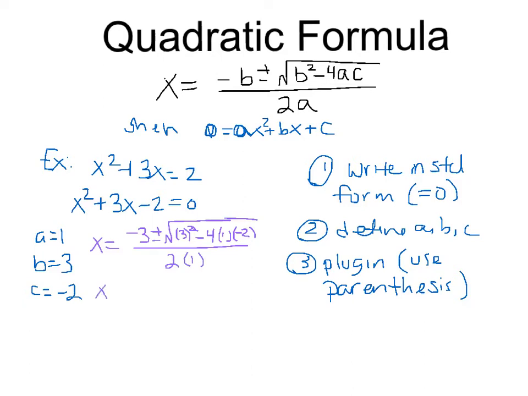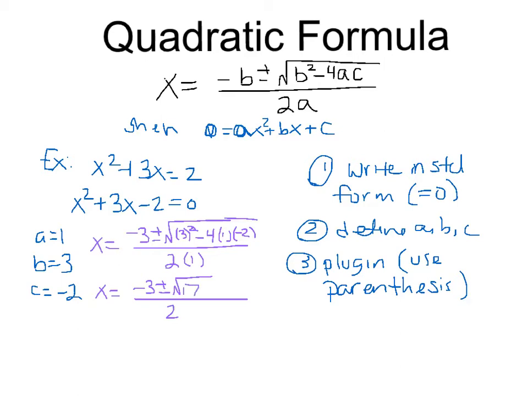So if we go in and we compute this, we're going to do the inside first. So we'll have 3 plus or minus over 2. So we're looking at the square root of 9 minus negative 4 times negative 2. So negative 4 times negative 2 is positive 8. So we've got 9 minus 8, or 9 plus 8, I'm sorry, which would be 17.